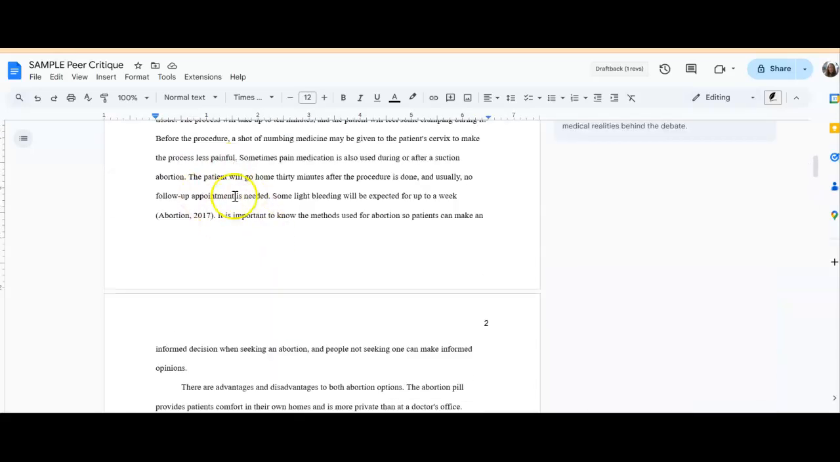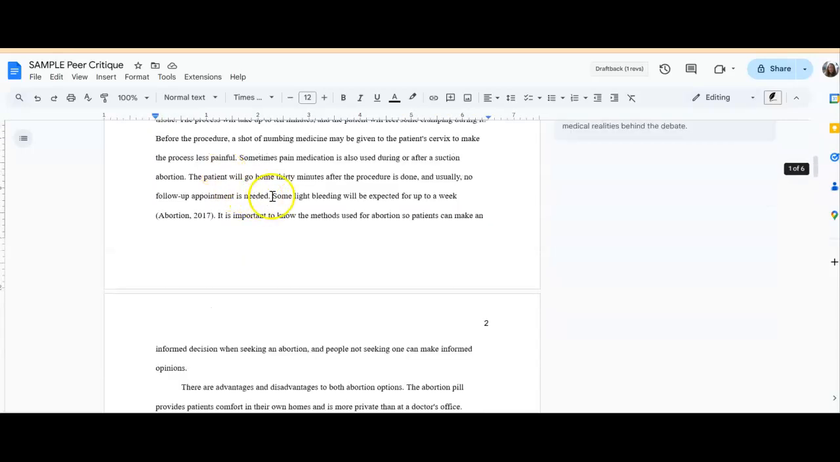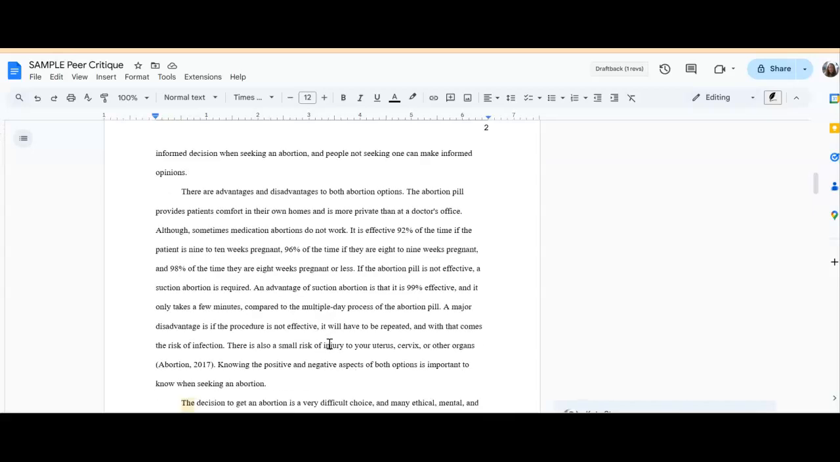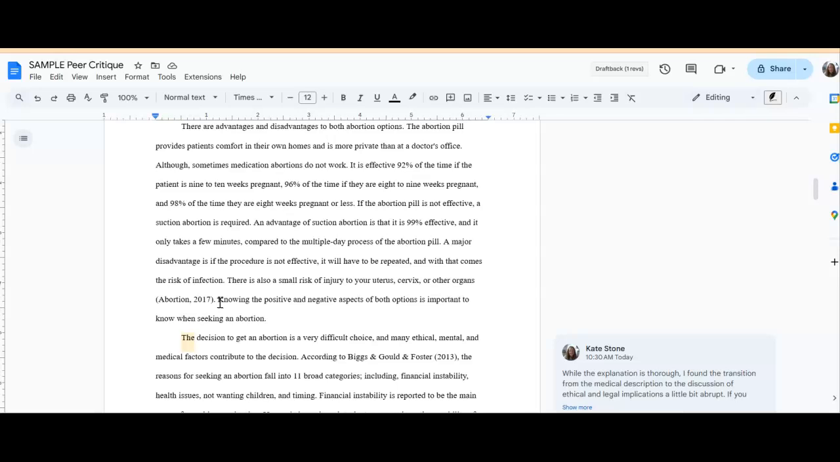So if we go to the end of this first body paragraph, they go from "some light bleeding will be expected for up to a week," then they've got their citation, and we'll come back to that later. And then they say it's important to know the methods used for abortion so patients can make informed decisions, et cetera, right? Now, I want you to keep that sentence in mind, and then we're going to go down to this transition sentence in the next body paragraph.